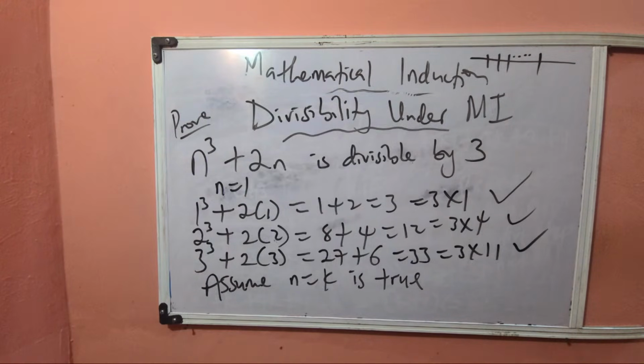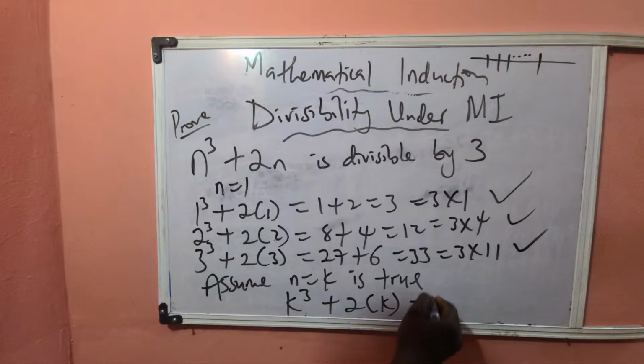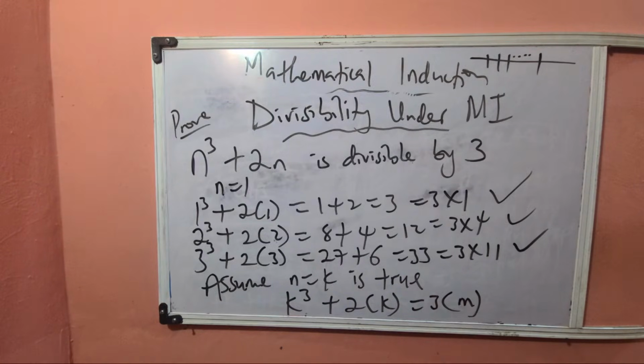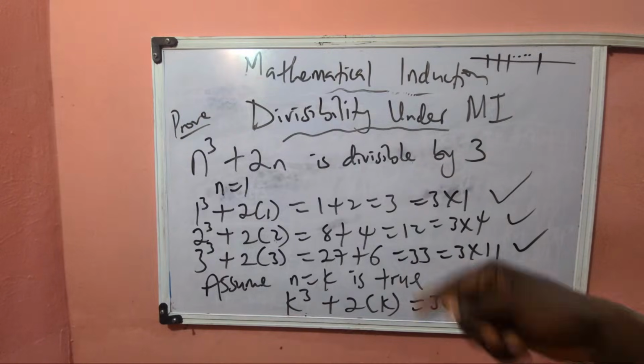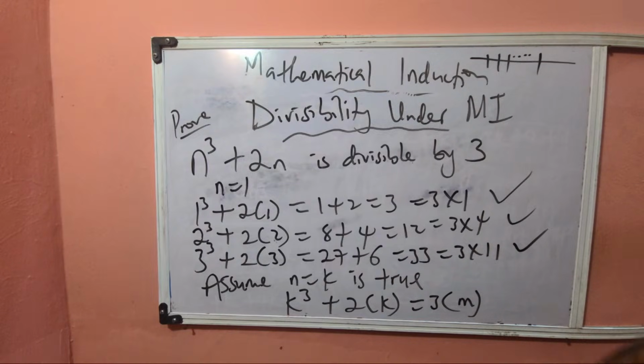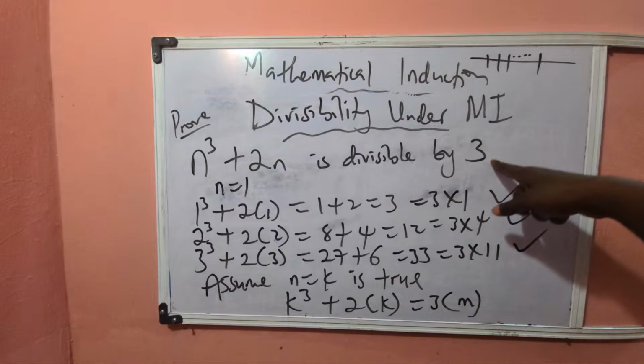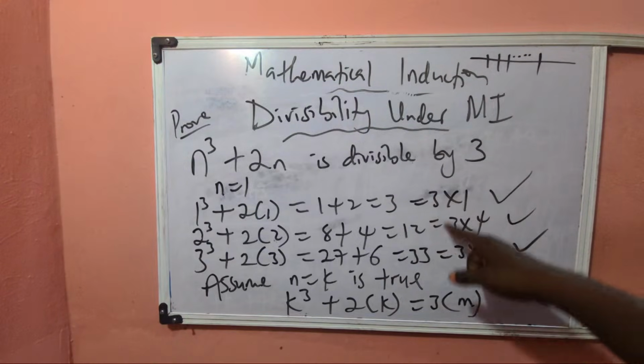Now, after assuming n equals k is true, what's the expression that will actually happen? It will be k cubed plus 2 into bracket k. And whatever answer you got must be 3 times a particular integer. Maybe we'll call it m. Whatever answer we got will be that, because if n being k is divisible by 3, the answer you must get must be 3 times something.